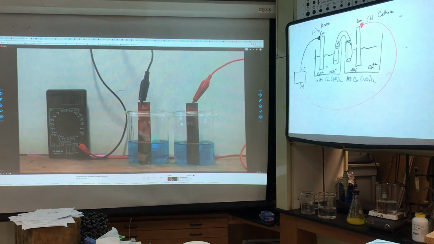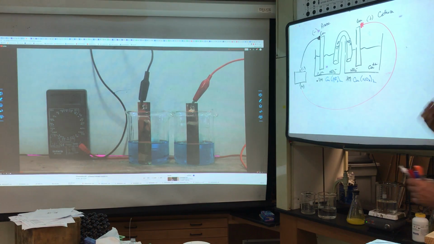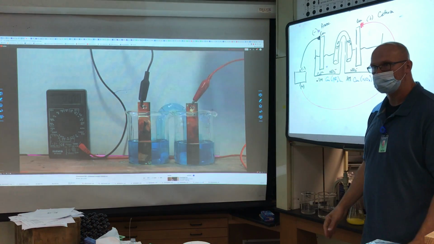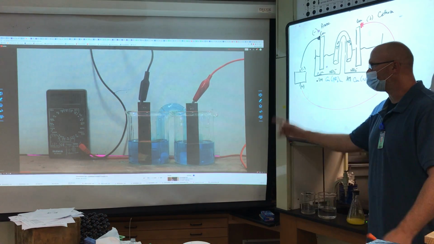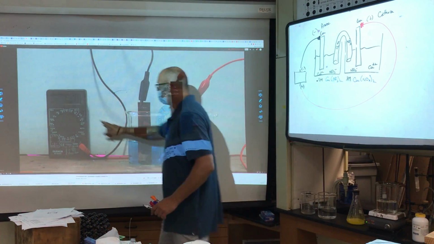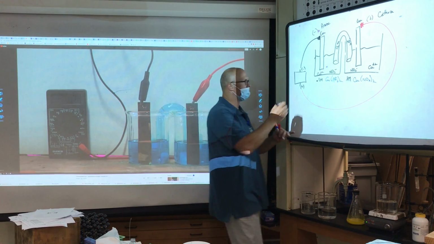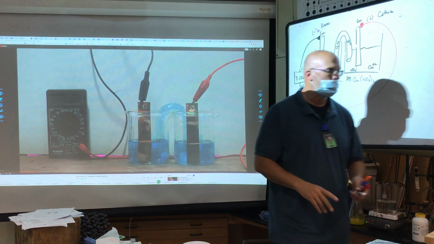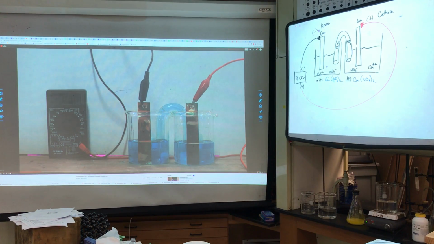Hey, there I go. And now I'm going to put the salt bridge in. What's the voltage, if you can't see? 0.00. We've got no voltage. We've got a salt bridge. Anyone guess why there's no voltage?